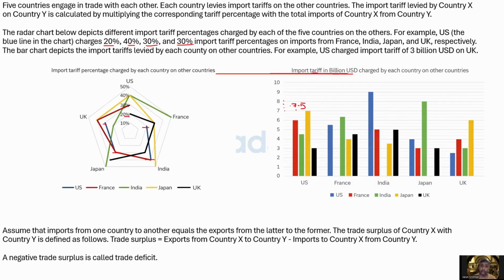The amount of goods that I'm selling to another country minus what I'm buying. So if I'm selling more than I'm buying, I have a surplus. If I'm buying more than I'm selling, I have a deficit. So it is exports from one country to the other minus the amount that I'm importing from that country to my country. That is the surplus. If this number ends up being negative, then it is a deficit.